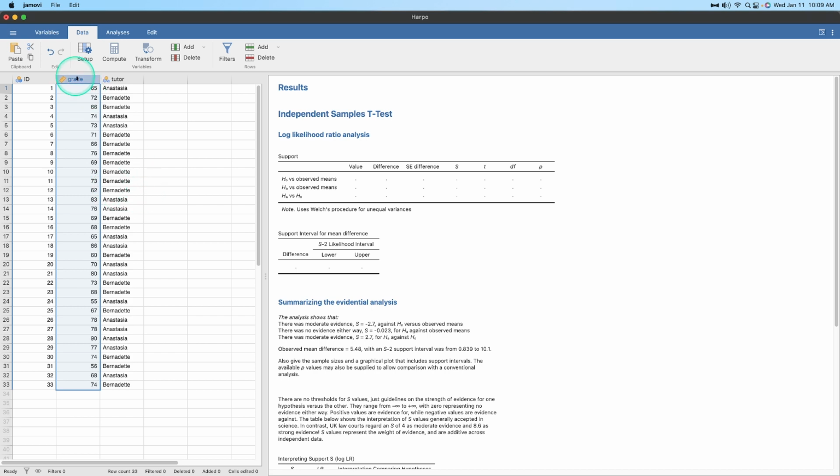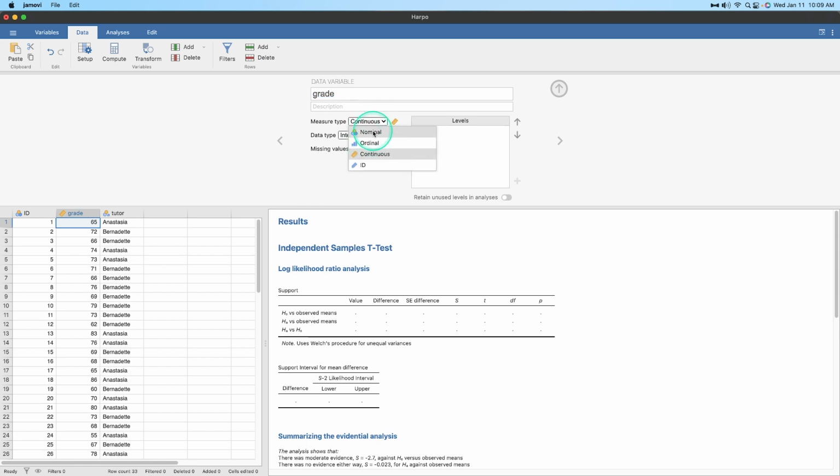Now, when you open this data set in Jamovi, grade here is listed as a nominal variable. And the reason why it's doing that is because it's reading integers, right? Because these are whole numbers. We don't want that to be a nominal variable. So I've gone ahead and changed it to continuous.